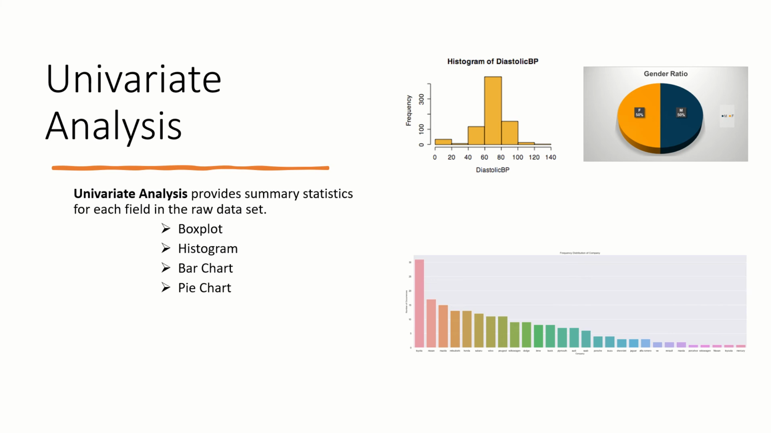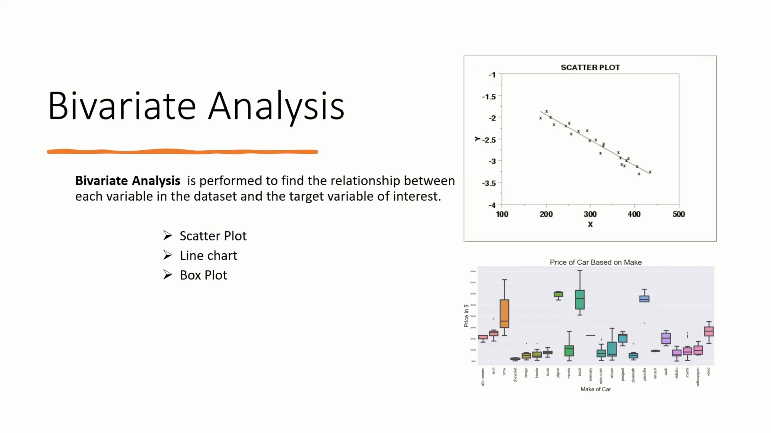As mentioned earlier, univariate analysis provides a summary statistics of each field. So here I have given a few examples like gender ratio and the car, how it is related with the price. Sorry, what is the count of the cars, each of the cars, what is the make of the car and how much sales are happening. So we use a few graphical representations for that. We can use box plot, histogram, bar chart, pie chart, and other charts for visualizing univariate analysis.